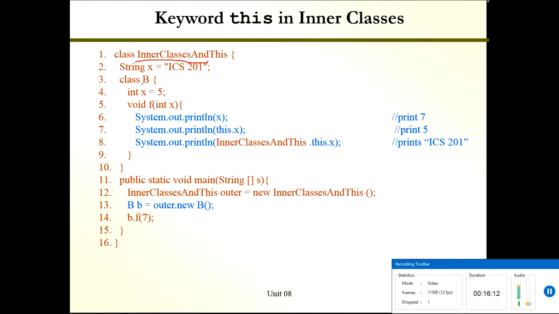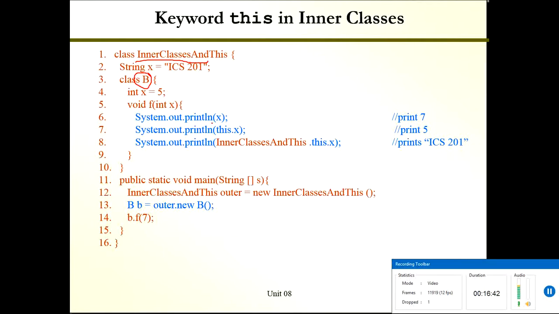Now we have another class inside a class, which is class B. Class B has another variable which is also x. This x is of integer type and it has been initialized. The inner class also has one method f. No access specifiers are given, so they are default, and this f has one parameter. Inside this we have used the x and this statements.